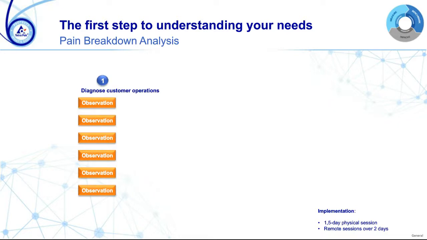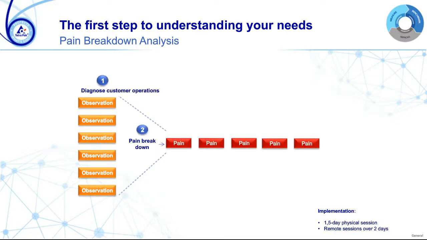In step number 1, the participants start to diagnose the operations in your plant by giving their observations and writing down their observations in the workshop. Of course, step number 2 will be to consolidate these observations into some main pain areas in your operations. And this is also done by stakeholders. By the way, all the steps are being done by the stakeholders of your organization, and the role of Tetra Pak is only to facilitate this workshop.